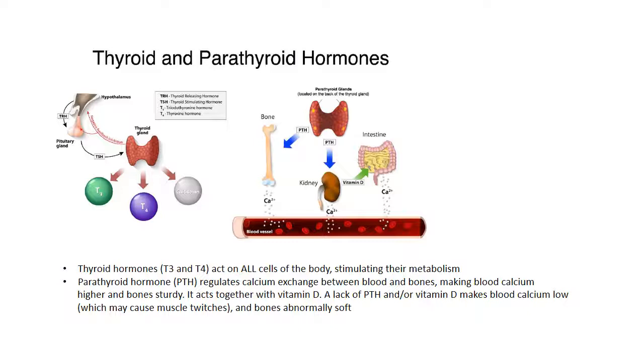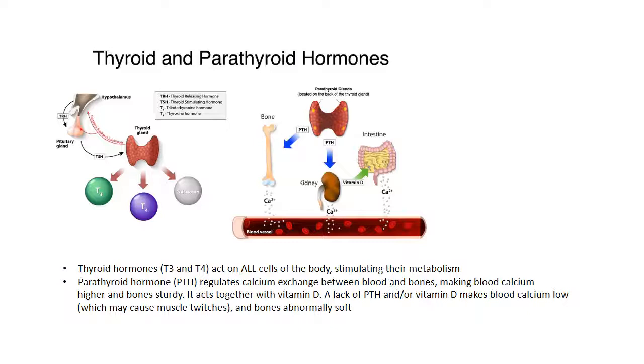So parathyroid hormone is very important. Again, it regulates the concentration of calcium. It keeps it relatively high. If it overworks, then calcitonin puts the calcium concentration down.